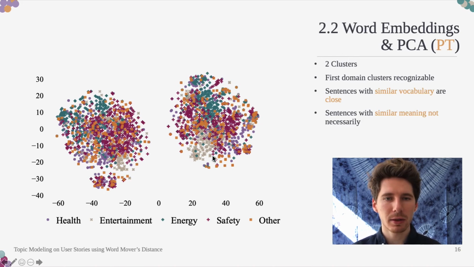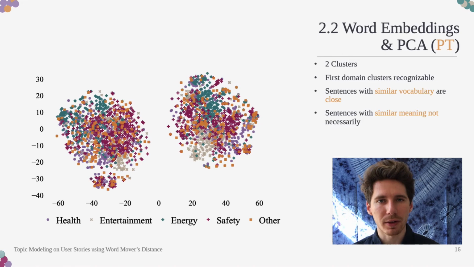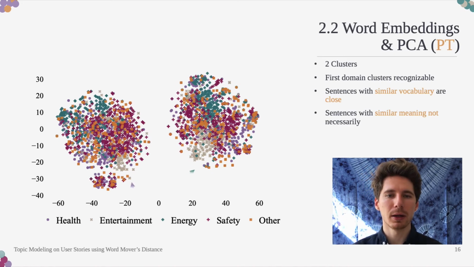As you can see here in the lower left of the right cluster, the entertainment, this is predominantly entertainment requirements, and the top part of it consists of energy requirements. Also, the sentences with similar vocabulary here are relatively close. This means two sentences talking about room thermostats and keeping the temperature constant will be plotted next to each other if they have a high overlap in vocabulary, whereas sentences with similar meanings, like the two which I showed you earlier, are unfortunately still far away from each other.